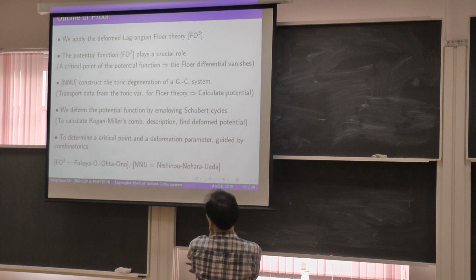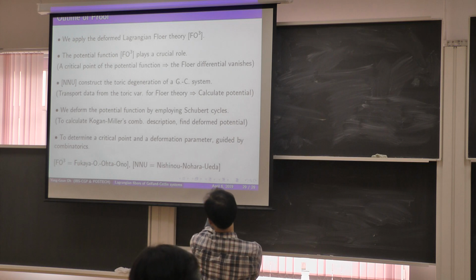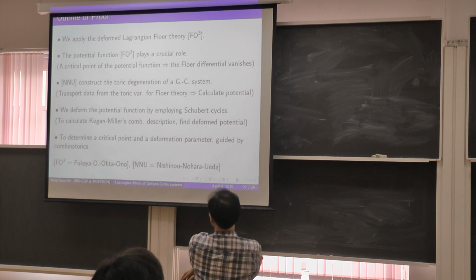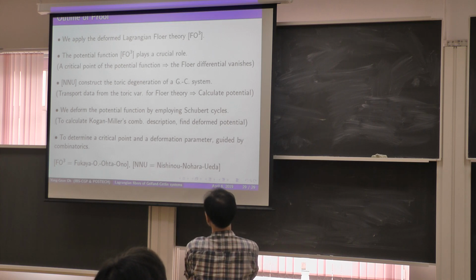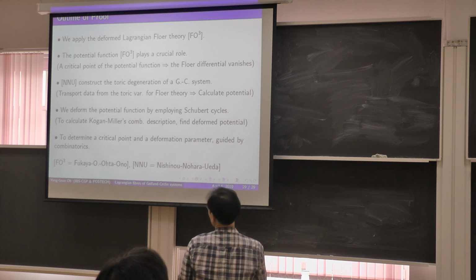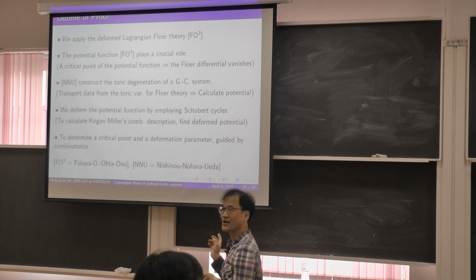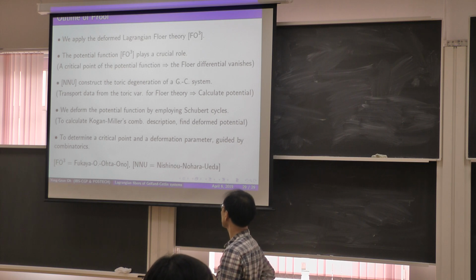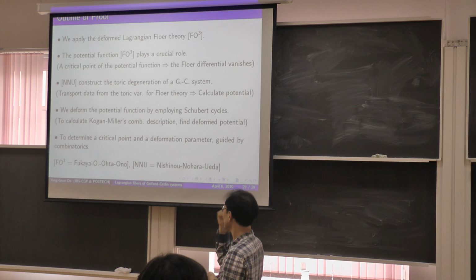So we applied the deformed Lagrangian Floer theory I vaguely explained, and the potential function again plays a crucial role. This way, we deform the potential function by employing the Schubert cycle I just described, and then we apply the critical point theory. That's how we prove the non-displaceability of this fiber torus over the points in the red edges. And that's the end.